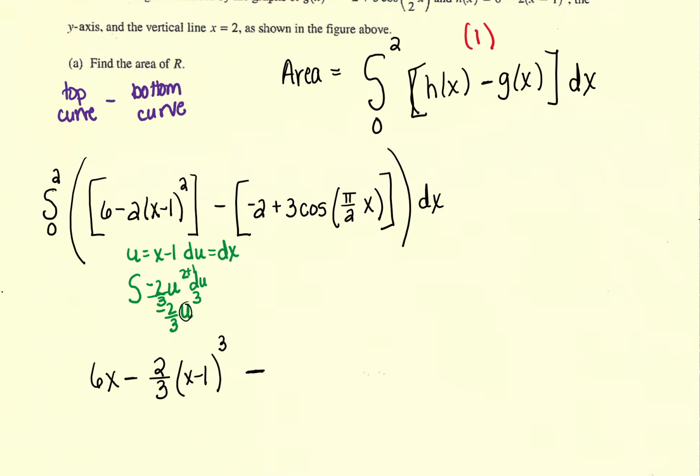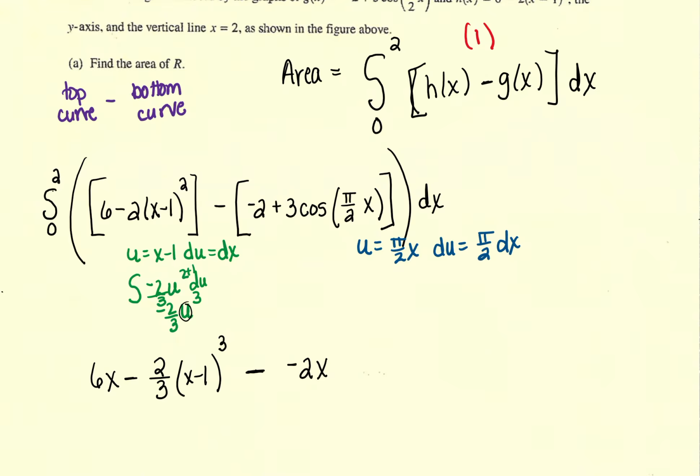Now minus, to integrate negative 2, that's pretty simple. That's going to be negative 2x. To integrate this, we're going to need another u substitution. So u is equal to pi over 2 x. Then du is just the derivative of that, which is pi over 2 dx.